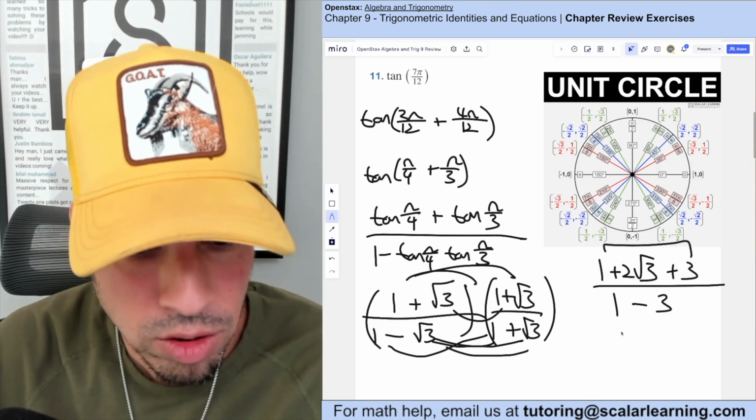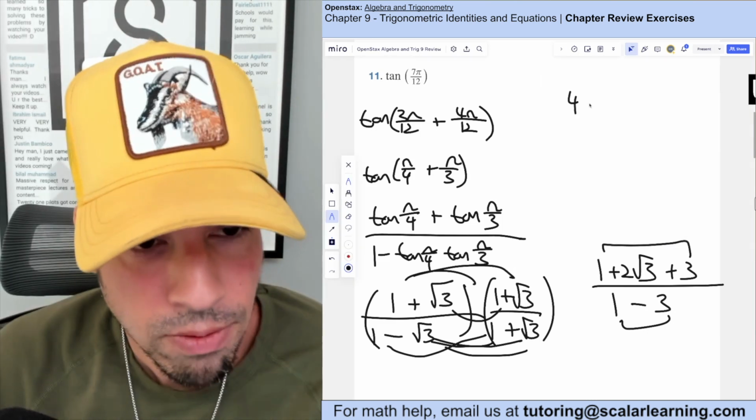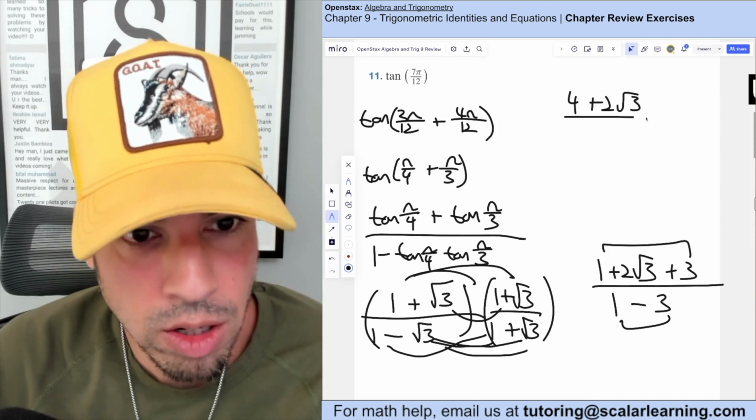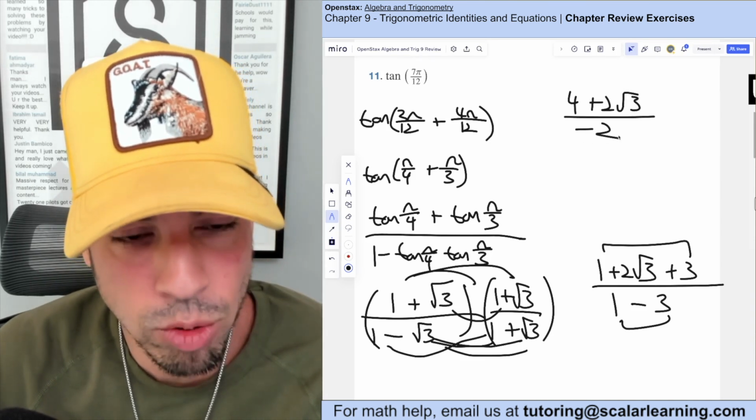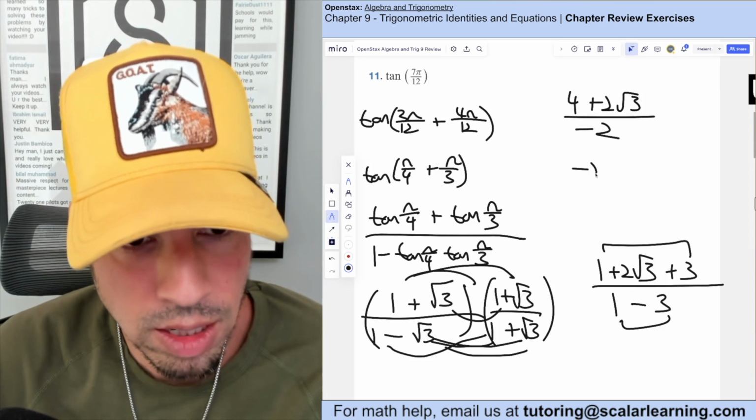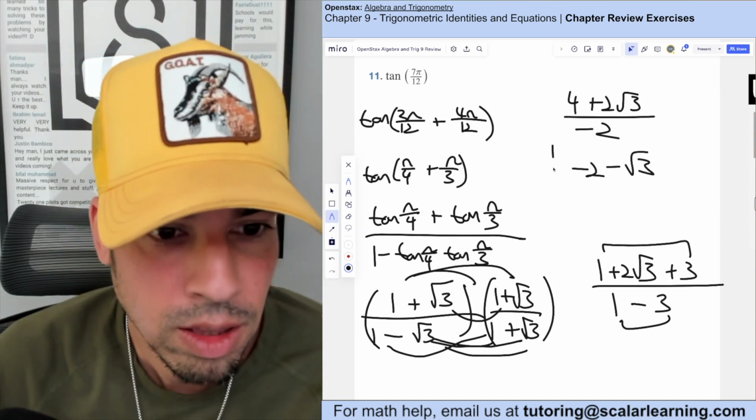So now let's combine like terms on the top and the bottom. And we get 4 plus 2 rad 3 over 2, or sorry, negative 2, excuse me. Divide both by negative 2, we get negative 2 minus rad 3. And that's how you do it.